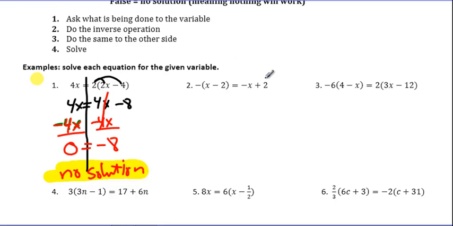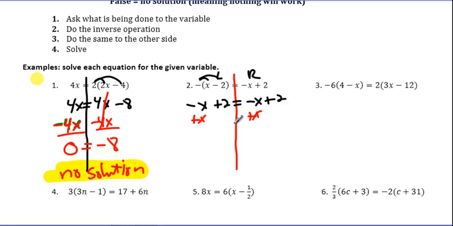Let's try that again. Once again, I take a look at my problem. On the left I have parentheses, on the right I don't. So I'm going to take care of my distributive property. Remember, that is a negative 1, so I have negative x, and a negative times a negative is positive 2. Again, I have variables on both sides, so I'm going to move the smaller to the larger. Once again, I have a problem because they're the same size. So let's add x here and add x here. Remember, whatever you do to one side of an equation, you do the same thing to the other. Negative x and positive x is 0, and so is it over here. So I end up with 2 equals 2.